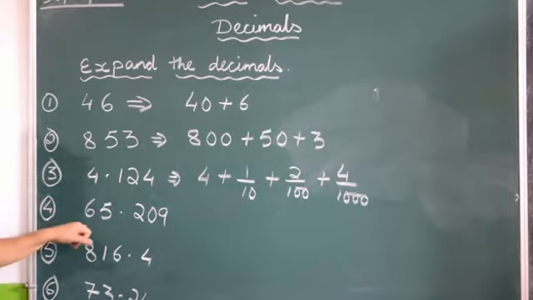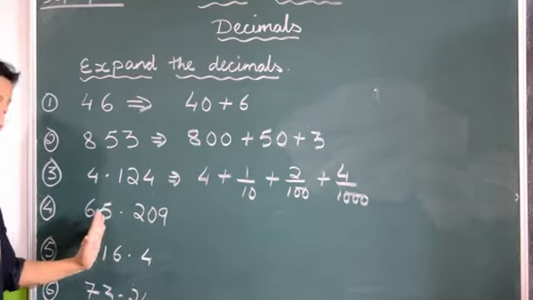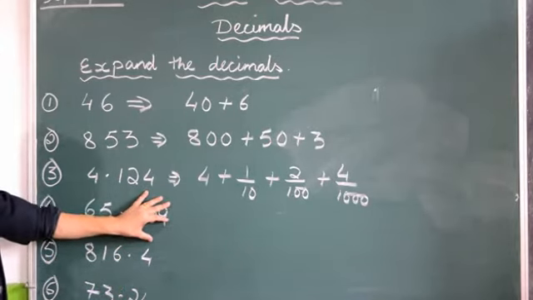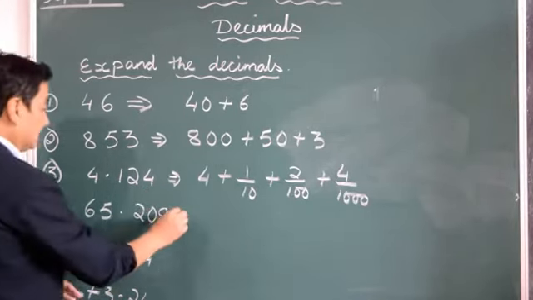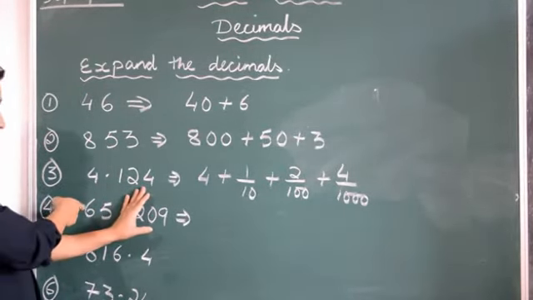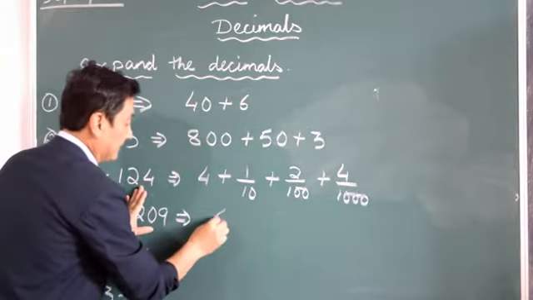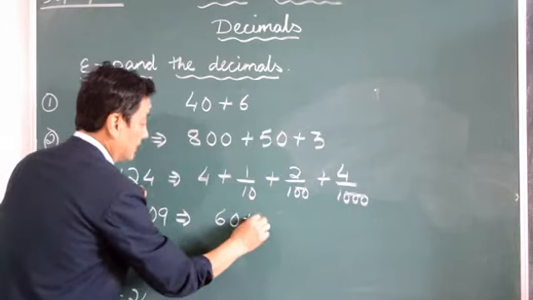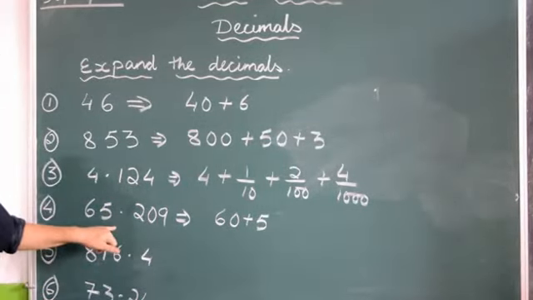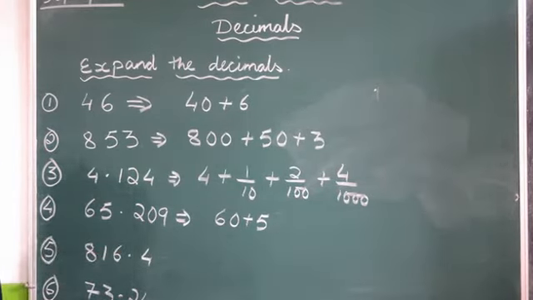Now let's read the number first. Only look at the numbers that come before the decimal point. Don't look at the numbers that come after the decimal point, or you can just cover it up so that it will be easy. What do you have here? 65. Expand 65. 60 plus 5. Now we have finished expanding the numbers that come before the decimal. Now let's look at the numbers that come after the decimal.